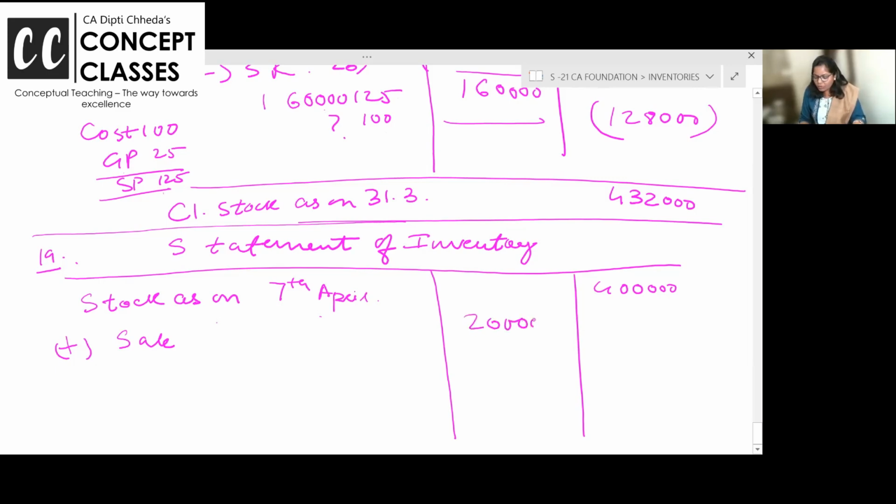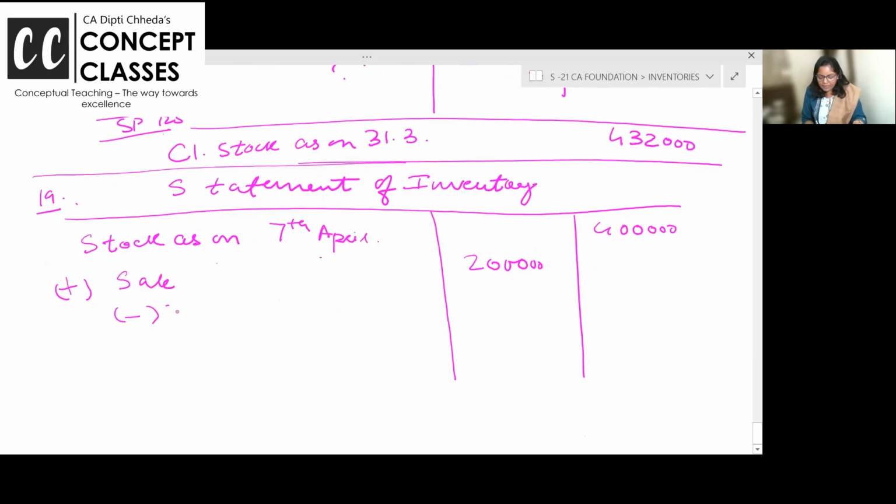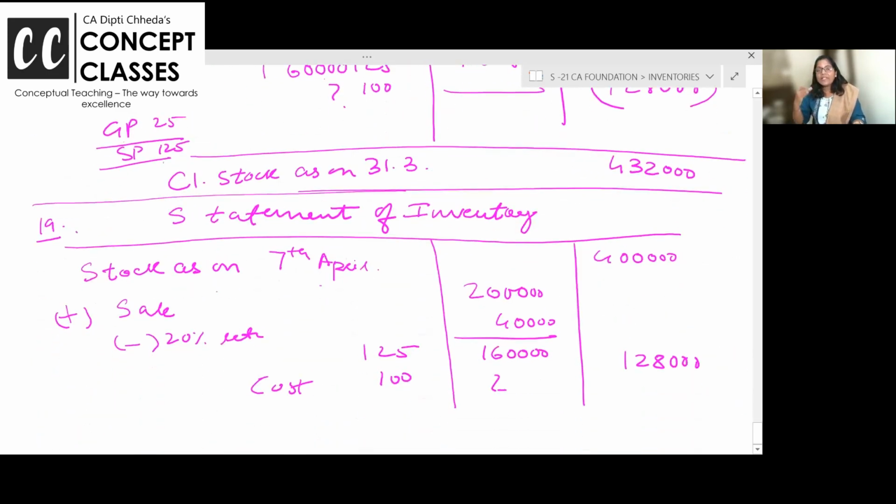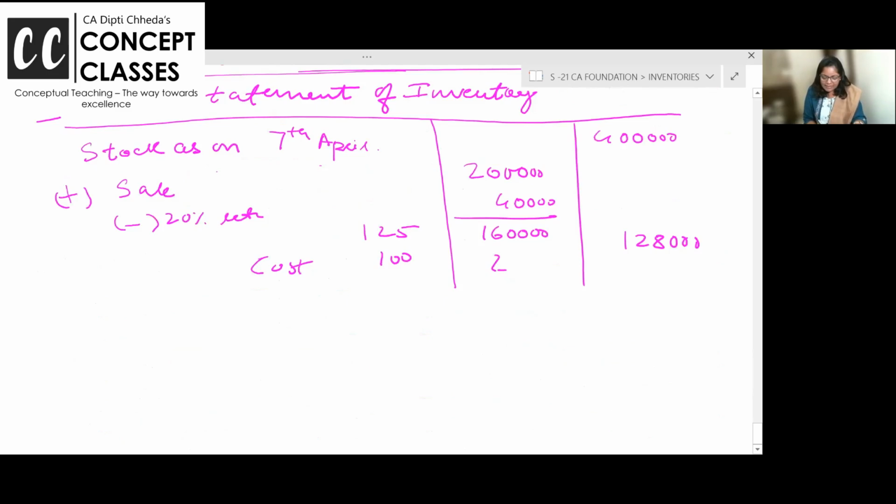Same, 2 lakh. In that 20% return, 40,000. So 160, and 160 is 125. 100 cost is how much? 1,28,000. Same problem. 1,28,000 you will add back because this is sold. This is not there on 7th, but it was there on 31st. So add it. And now minus the purchases.